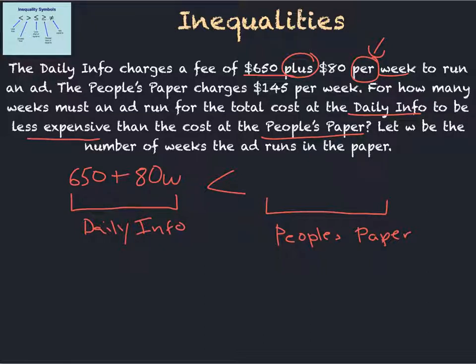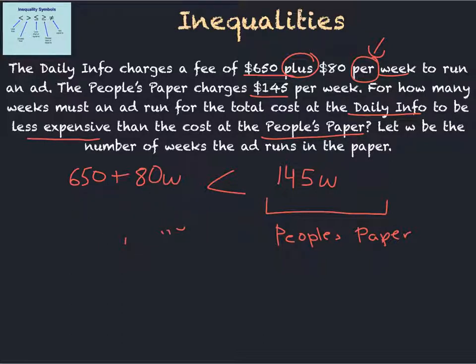Whereas People's Paper doesn't have an initial fee. Okay, People's Paper only charges $145 per week, right? So that would just be $145 per week to run an ad in their paper, right? And then once you have it in this format, you just solve it the way we did with equations.